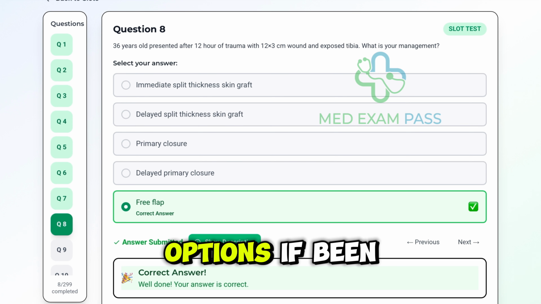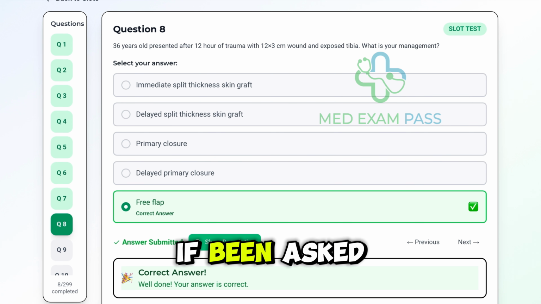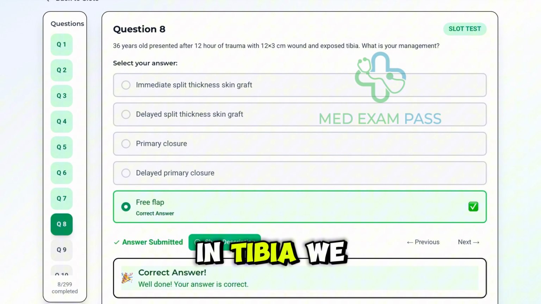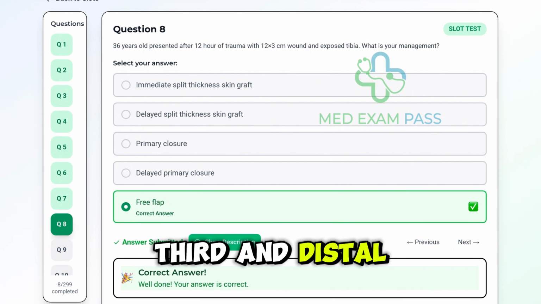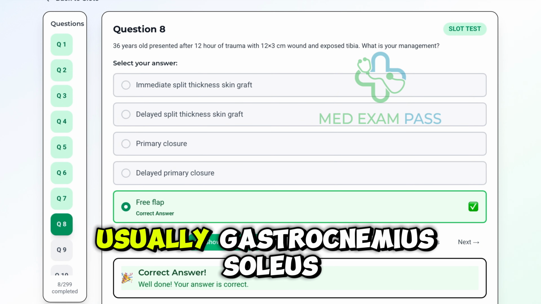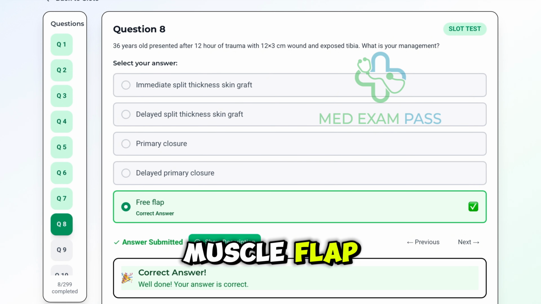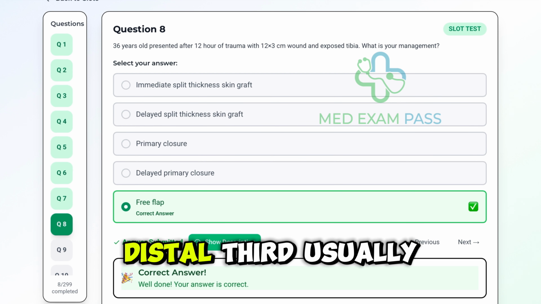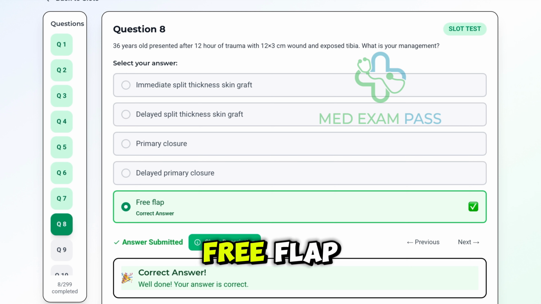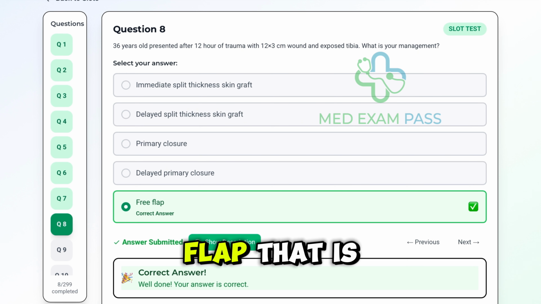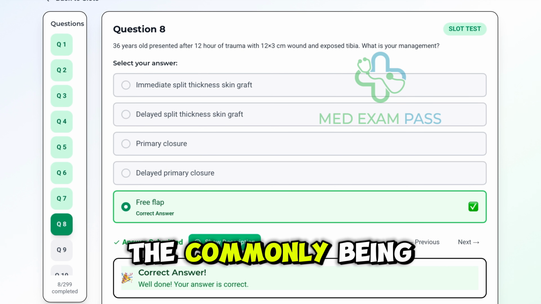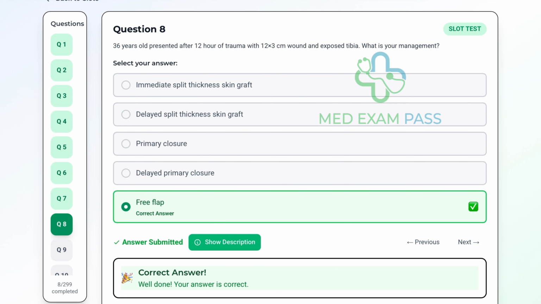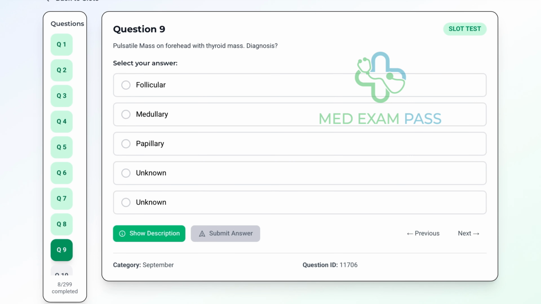Now, the flap options, if asked. In the tibia, we divide it into 3 parts: proximal third, middle third, and distal third. For the proximal third, usually the gastrocnemius muscle flap. For the middle third, the soleus muscle flap. And for the distal third, usually we do the free flap. Usually the free flap, latissimus dorsi, the LD flap, is commonly used here. Going to the next question.